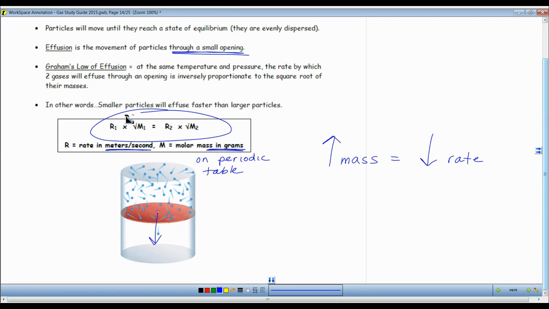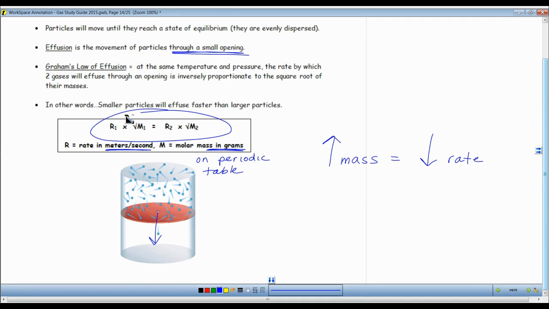So R1 will represent the rate of an initial particle. We're going to compare two particles. Times the square root of the mass, which we're just going to get on the periodic table, the molar mass, equals R2 times square root of M2. So this will be the rate and the mass of a second particle. We're going to compare two different gases. The larger the mass, the slower its rate.